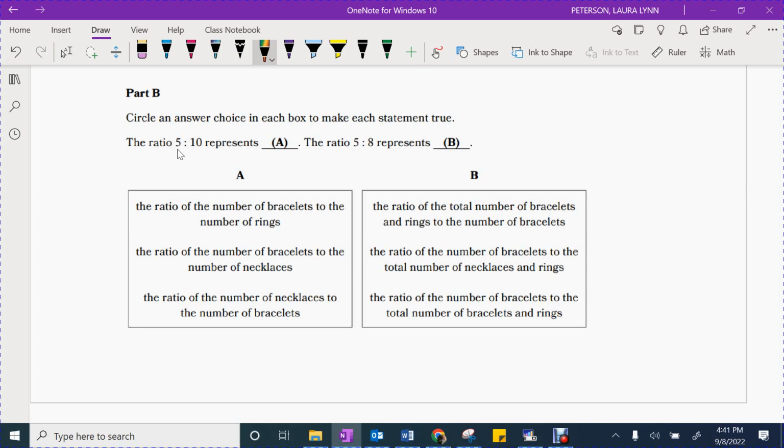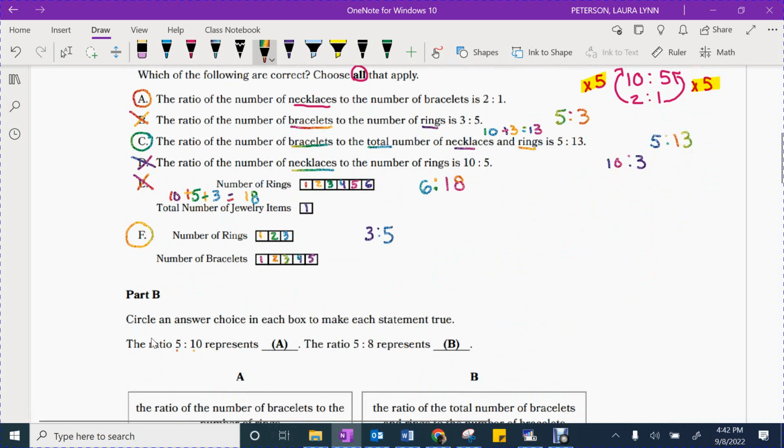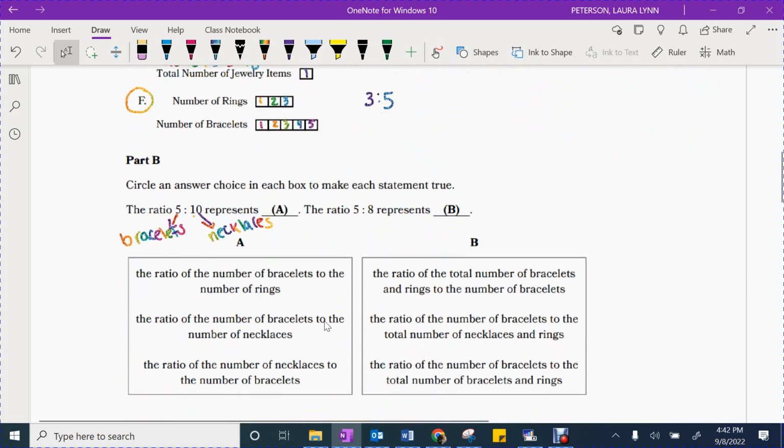So what I'm going to do is look at 5 and 10, and I'm going to scroll up and look at what those numbers are. Where did 5 come from? Well, if I look back at question 2, I see 5, well, that's bracelets, and 10 are necklaces. So I'm going to add that on here, that bracelets is actually 5, and 10 was actually our necklaces.